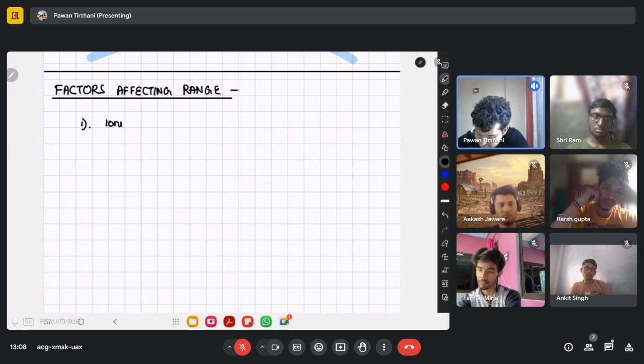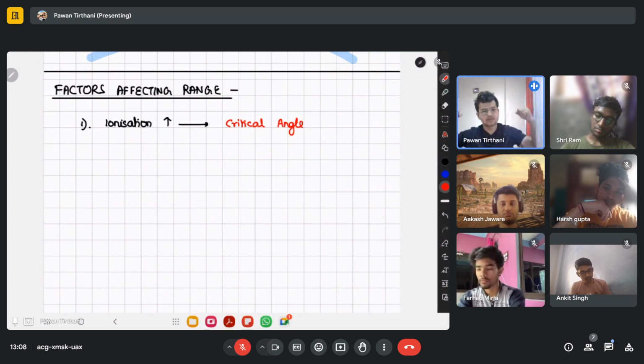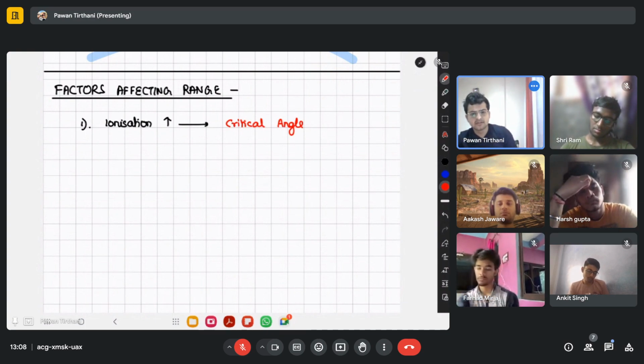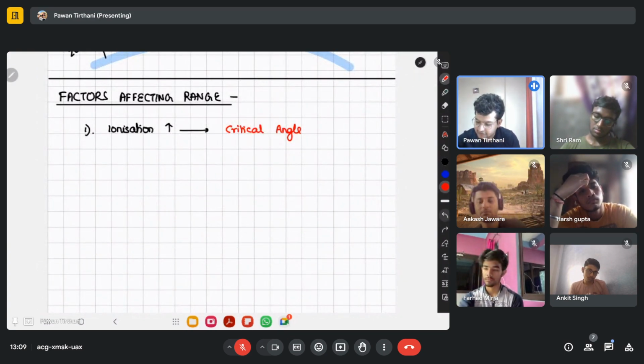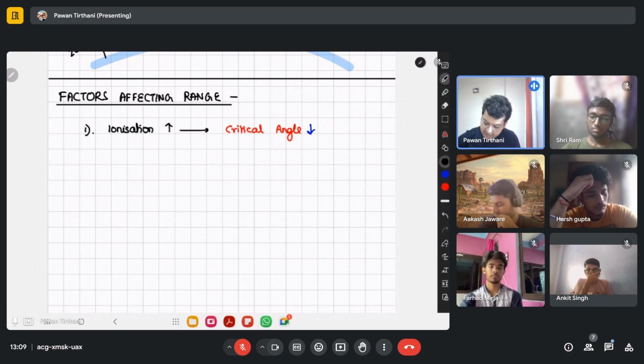If your ionization increases, what will happen to the critical angle? If the ionization increases, the critical angle will decrease because now the ionosphere is very very strong. It has more ions, so it can bend the radio wave more easily. So firstly, you required a very very high angle for it to come back. Now since the ionosphere is very strong, you require a smaller angle for it to come back. So critical angle decreases.